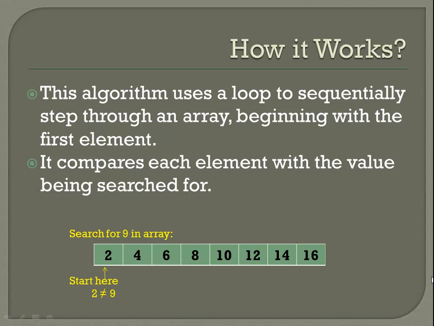We would start here. 2 does not equal 9, so we would move to the next element. 4 does not equal 9. Move to the next element. 6 does not equal 9. Next, 8 does not equal 9. Next, 10, 12, 14, and 16 do not equal 9. Since we've reached the end of our array and have not found the number 9, our search ends.